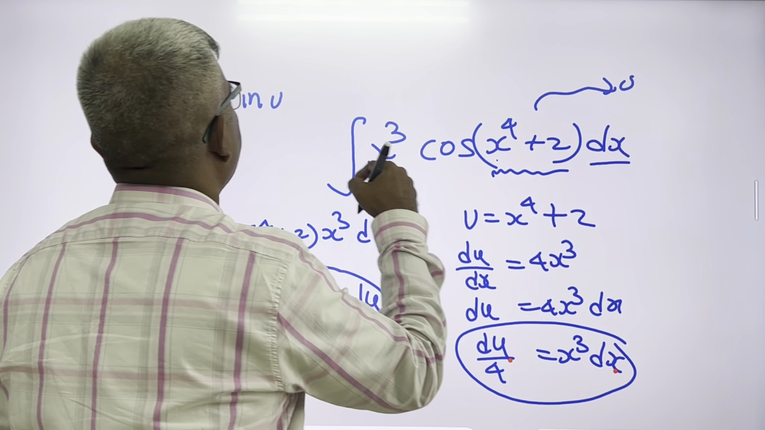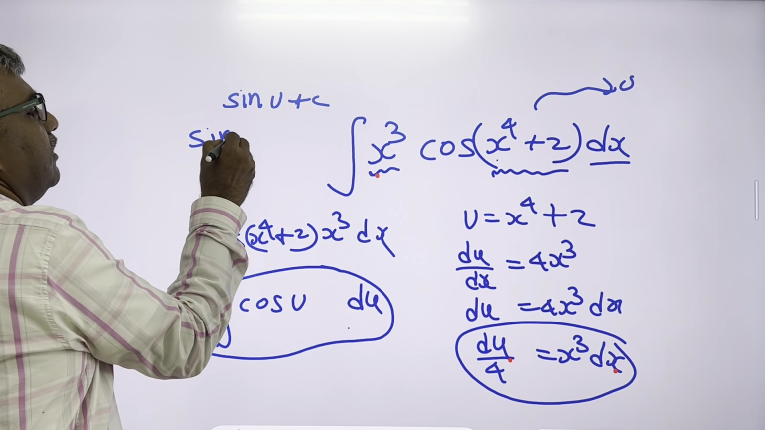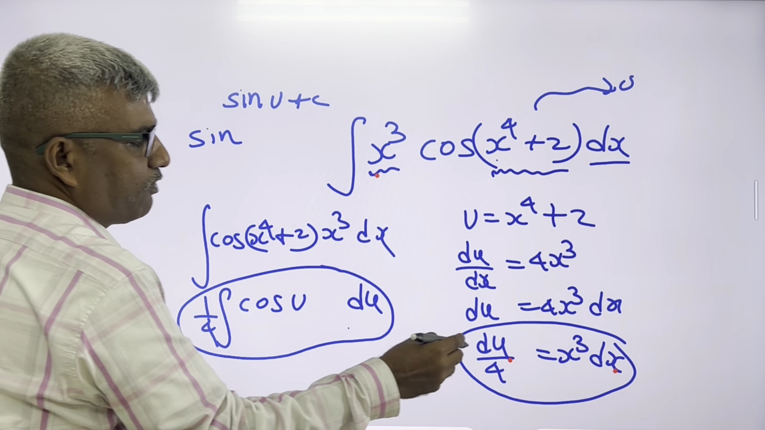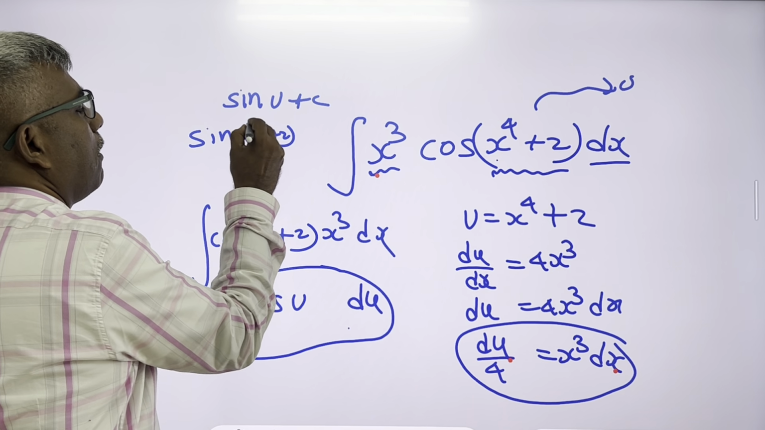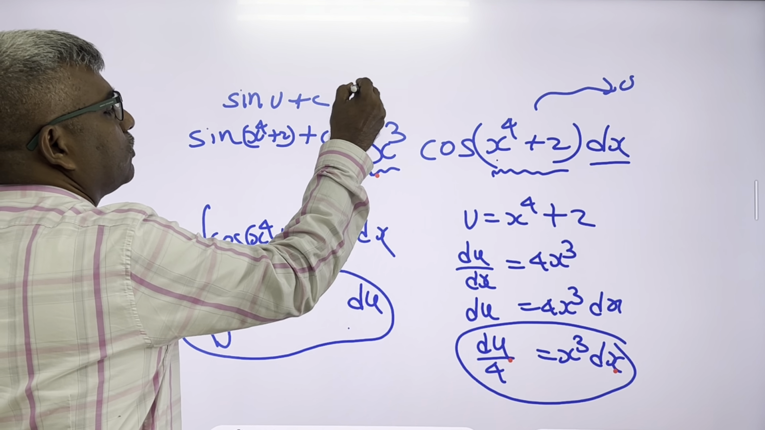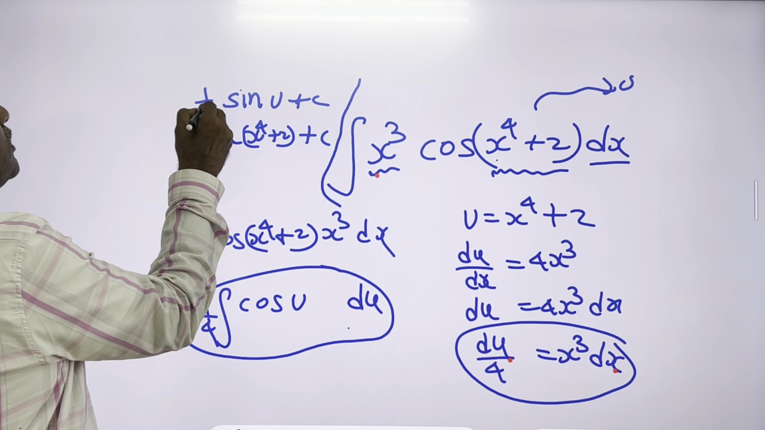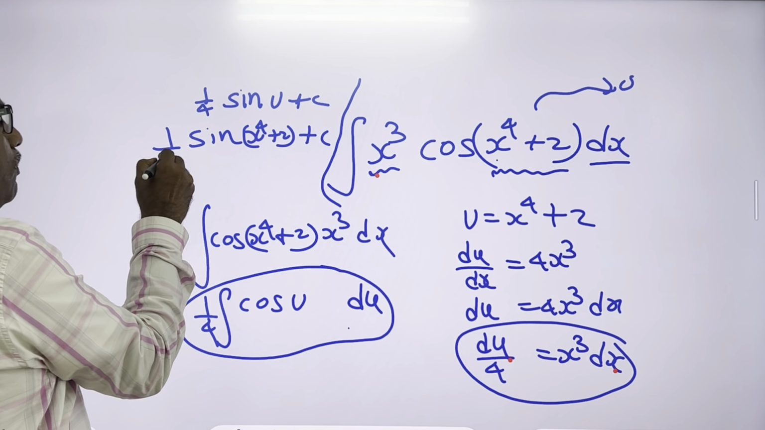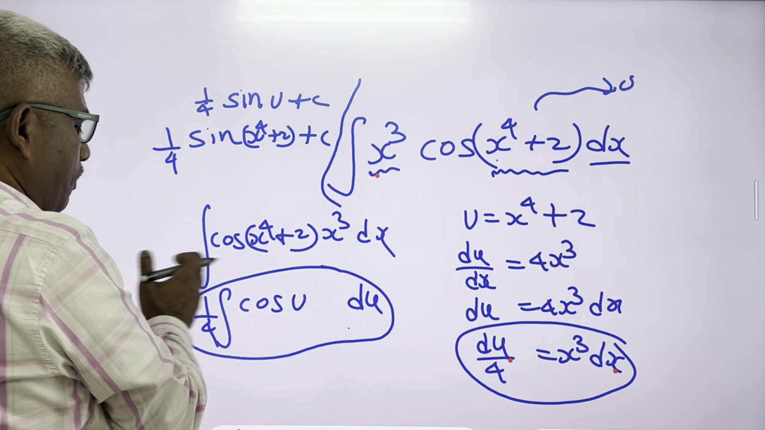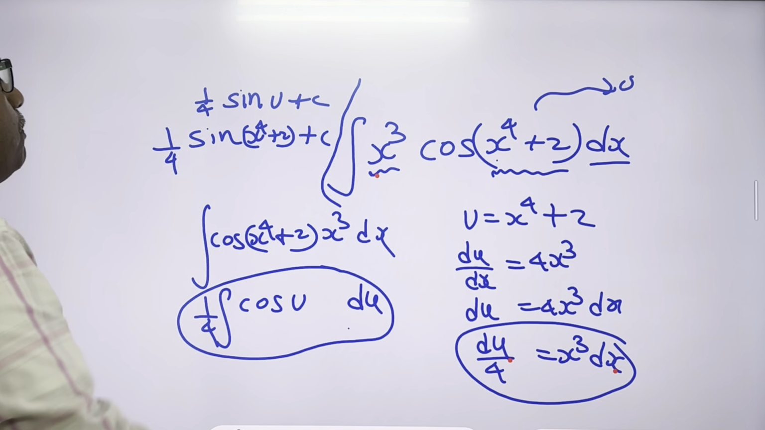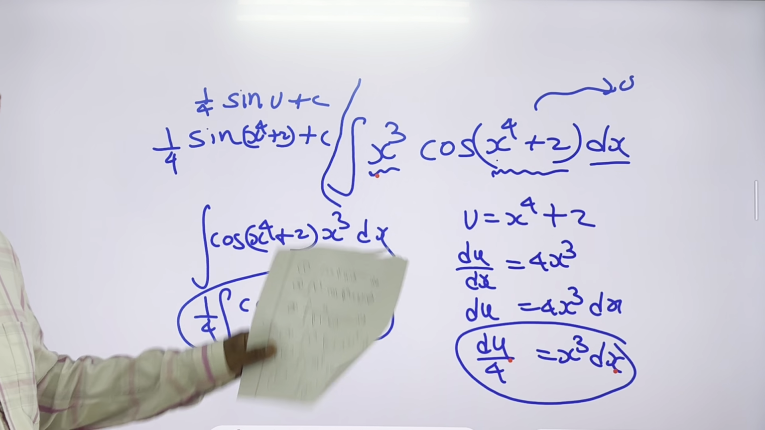What is u? u is equal to x power 4 plus 2. Sin u plus c, so sin of x power 4 plus 2 plus c. But have you noticed one thing? 1 over 4 you have to put, because we integrated cos u only. So 1 over 4 sin of x power 4 plus 2 plus c. Please copy it.